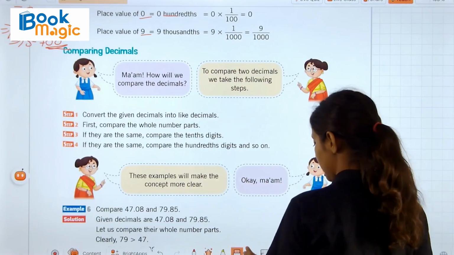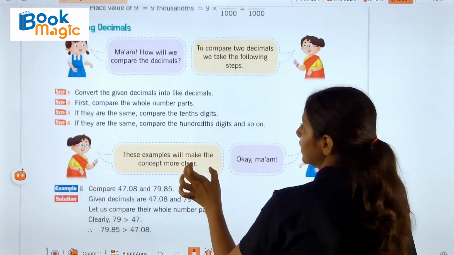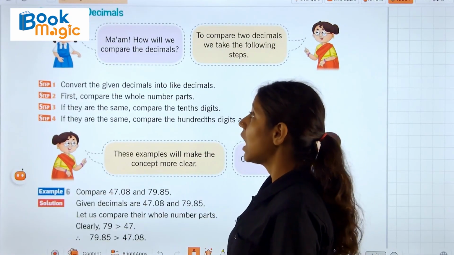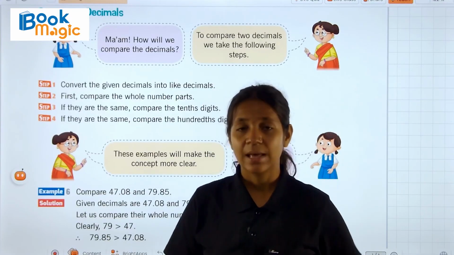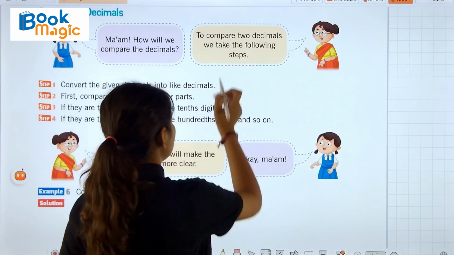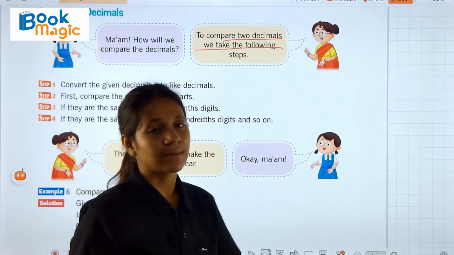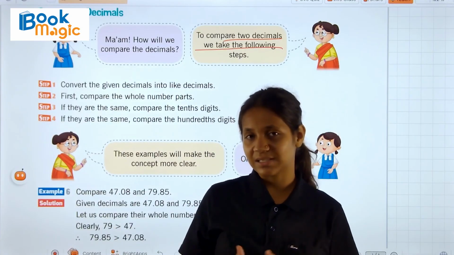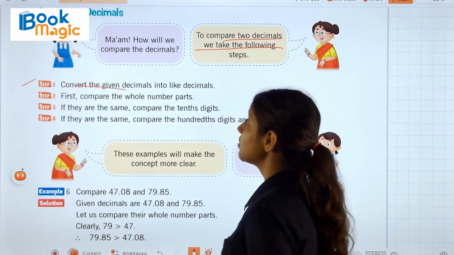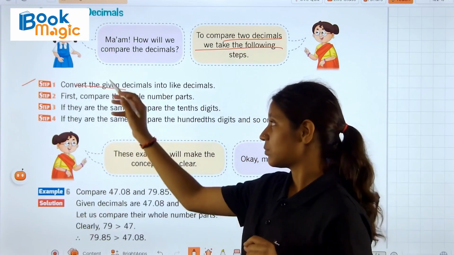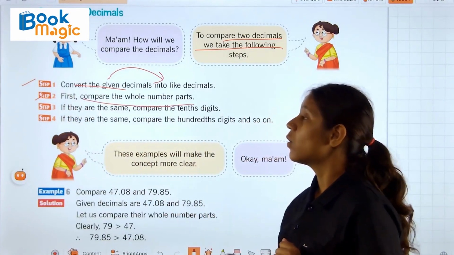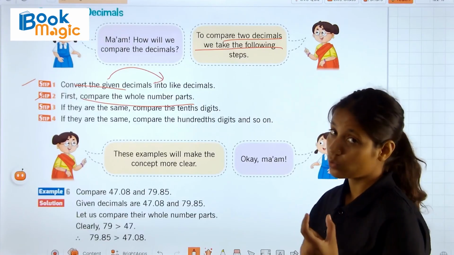Now we have the topic comparing decimals. Here a student is saying, ma'am, how will we compare decimals? Then the teacher said, to compare two decimals we take the following steps. So to compare decimals, we follow these steps. What are these steps? Step number 1: convert the given decimals into like decimals. Step 2: first compare the whole number part. First you compare the whole number part.